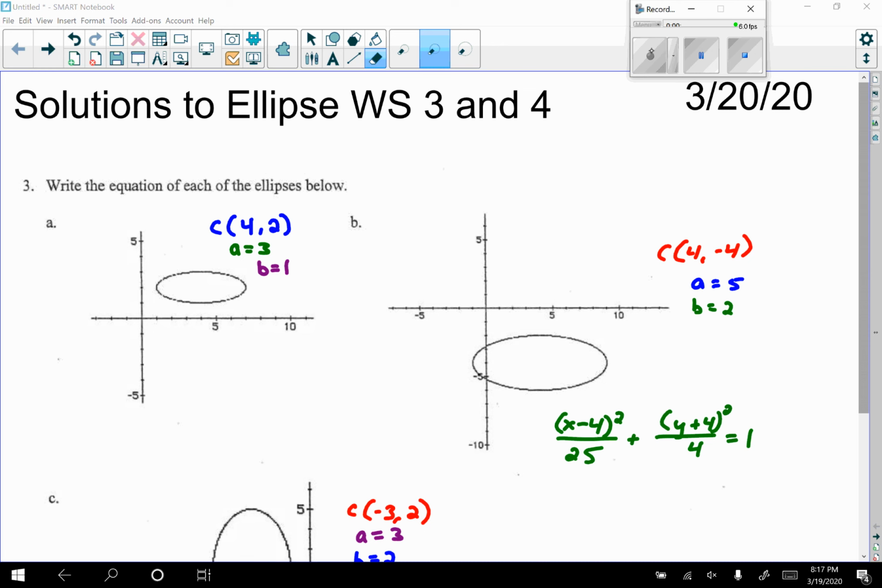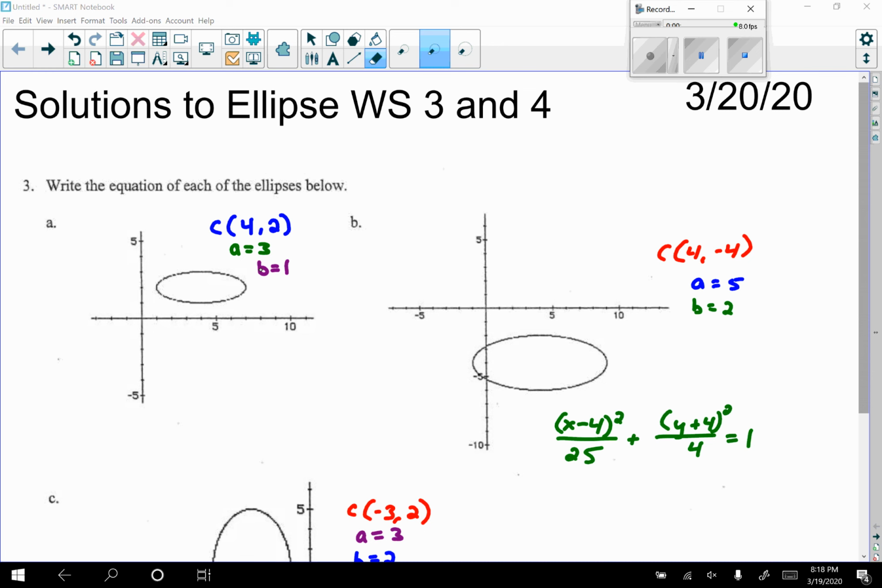These are the solutions to yesterday's assignment, numbers 3 and 4 off of the Ellipse worksheet. Taking a look, I have some of the information filled out. The idea here is, in order to write the equation of the ellipse, not only do we need to know the direction of the major axis, if it is horizontal or vertical. We have the center written out here, and I'll explain how I'm coming up with the a and b values.